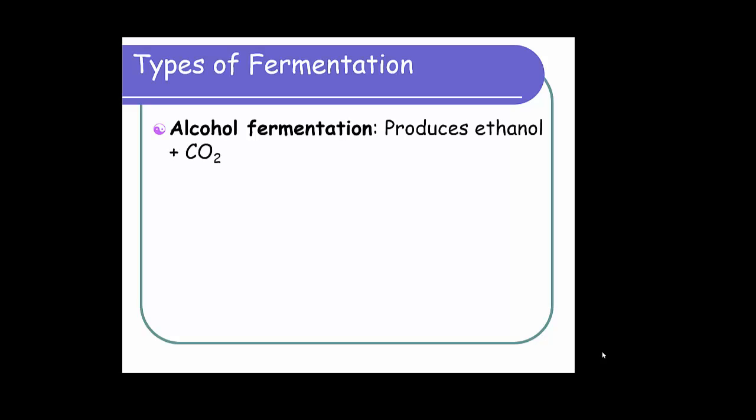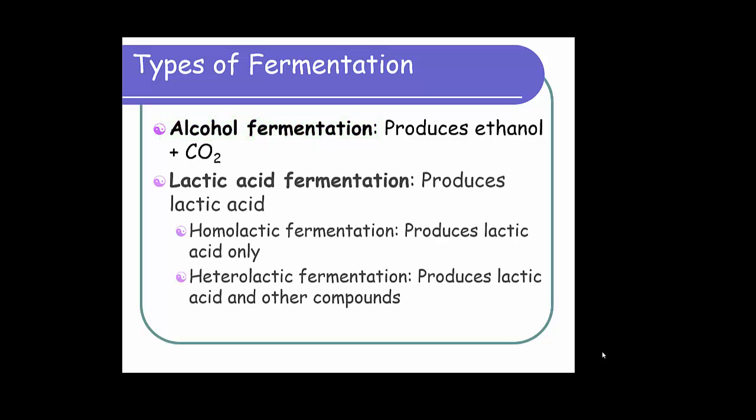If the fermentation pathway in the cell produces only alcohol, such as ethanol and CO2, it is an alcohol fermenter. If it produces only lactic acid, such as the Lactobacillus bacterium, it's a homolactic fermenter. If it produces lactic acid and others, it's a heterolactic fermenter.